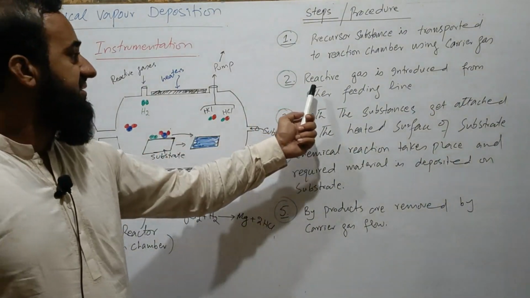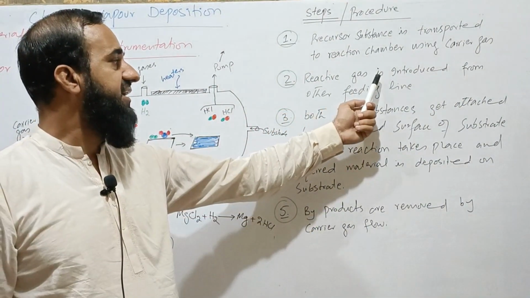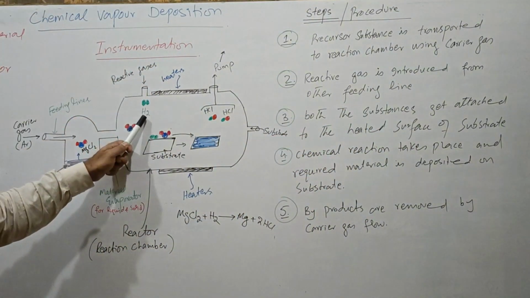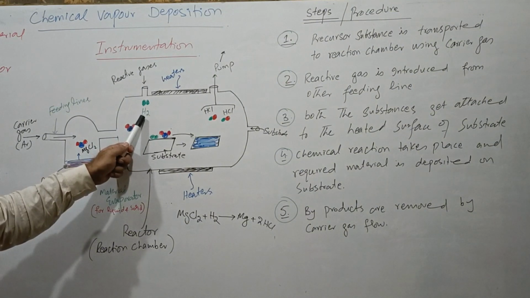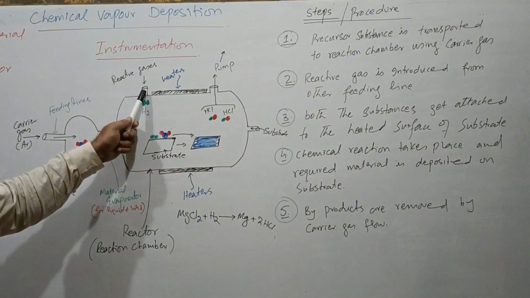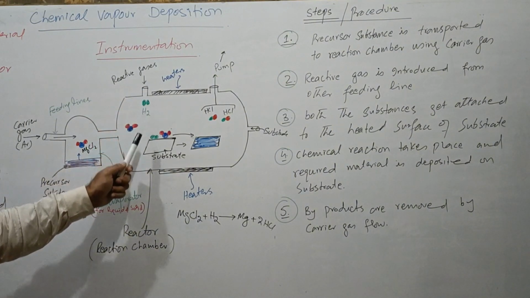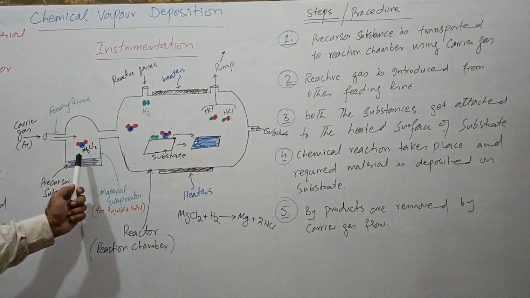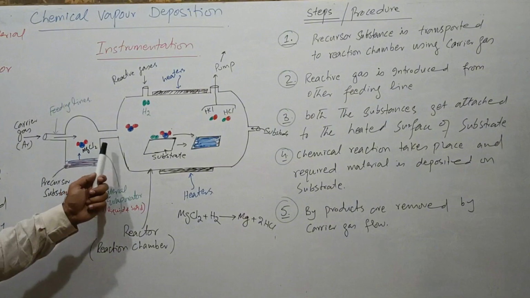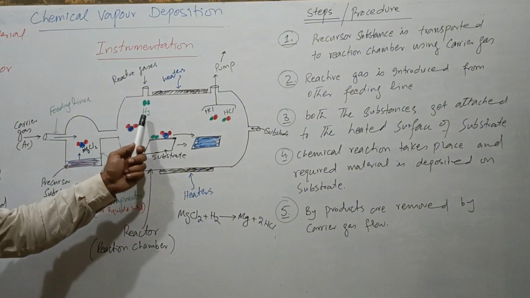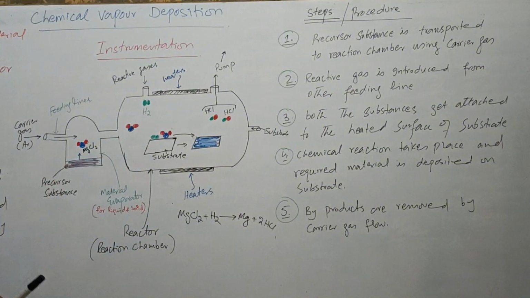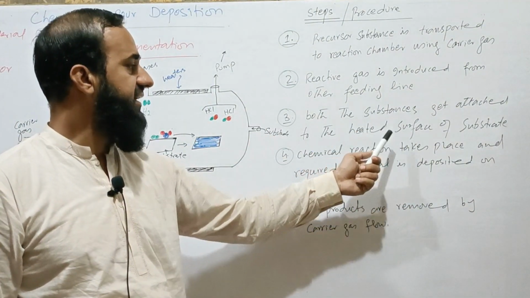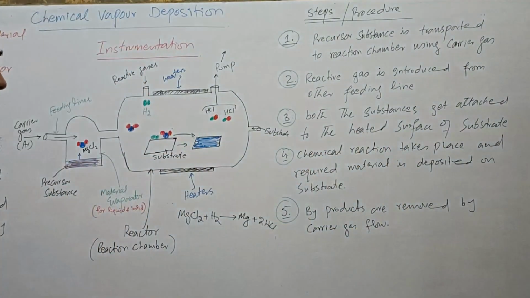So second step, reactive gas. Another reactive gas is introduced from the other feeding line. For example, we take hydrogen. This is introduced through another feeding line into the reaction chamber. So now hydrogen and, for example, the precursor substance magnesium chloride, both are now present in the chamber. In the third step, both the substances get attached to the heated surface of the substrate.